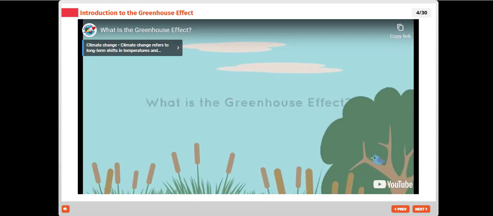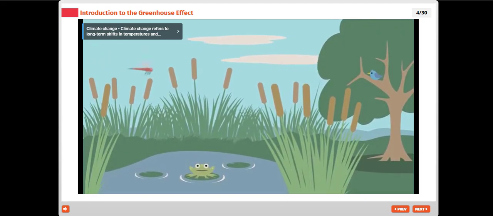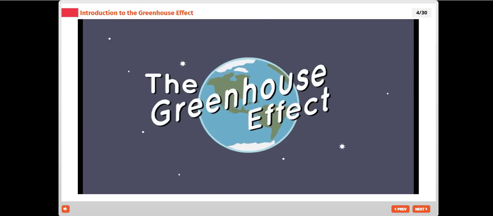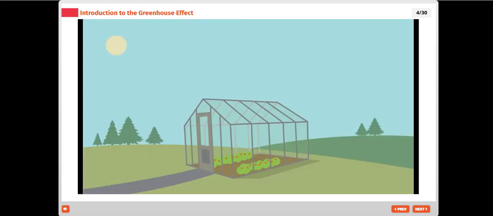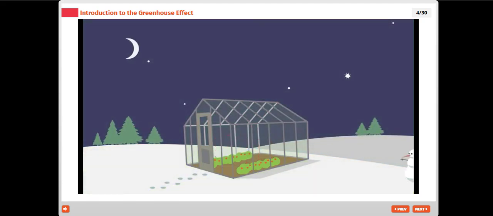What is the greenhouse effect? Earth is a comfortable place for living things. It's just the right temperature for plants and animals, including humans, to thrive. Why is Earth so special? Well, one reason is the greenhouse effect. A greenhouse is a building with glass walls and a glass roof. The clear glass allows sunlight to shine into the greenhouse while also trapping the sun's heat inside. This is how a greenhouse keeps plants warm even at night and in the winter.